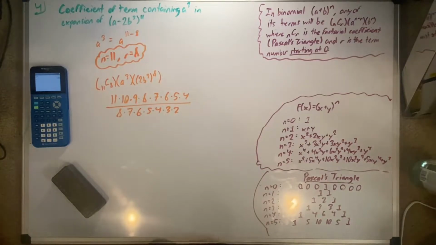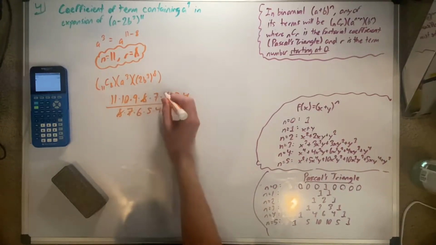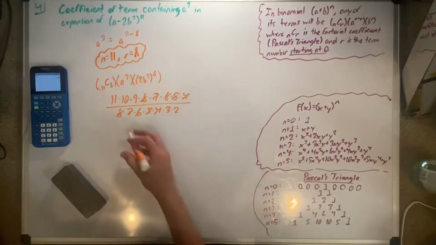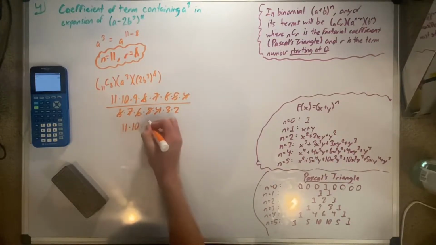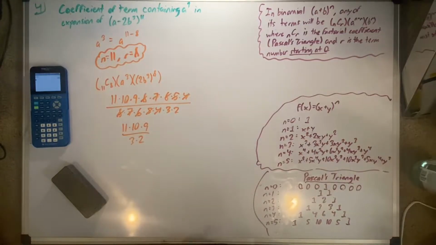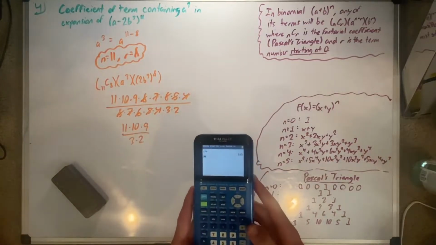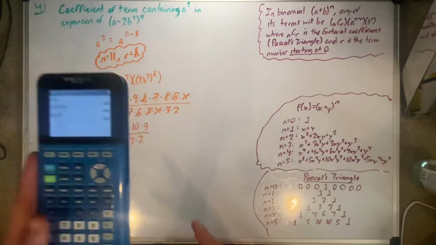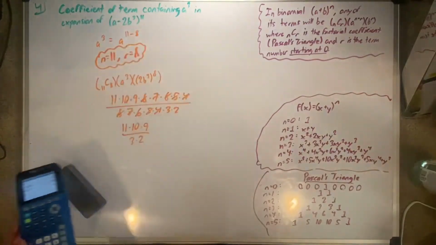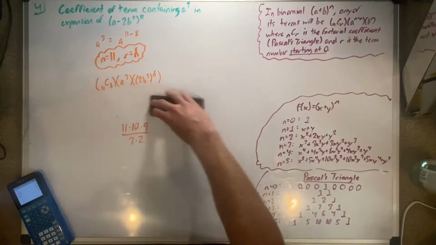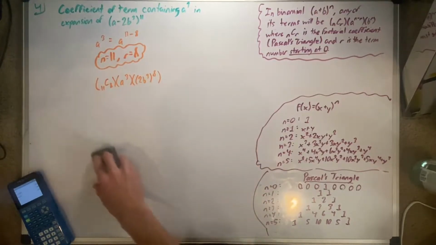So now it's a very good idea to write it out like this, because then you can just cancel, cancel, cancel. So now we have 11 times 10 times 9 over 3 times 2. If we then plug that into our calculator, because that's way easier, 11 times 10 times 9 divided by 6 should give us 165. So that would be the mathematical way you could solve this by using those factorial terms.